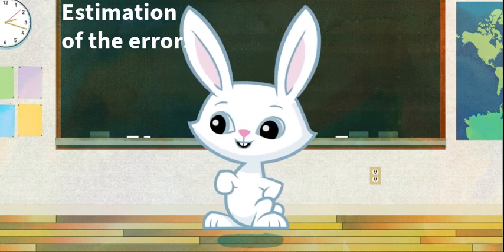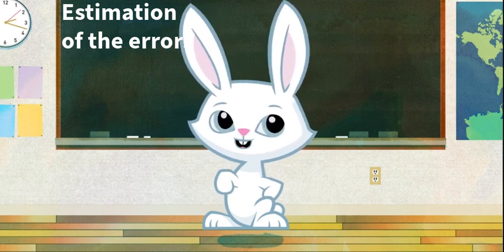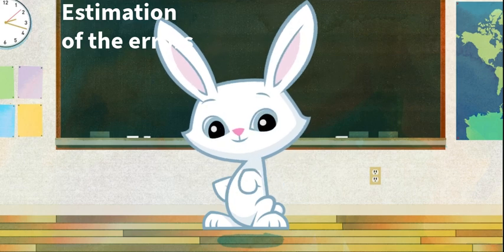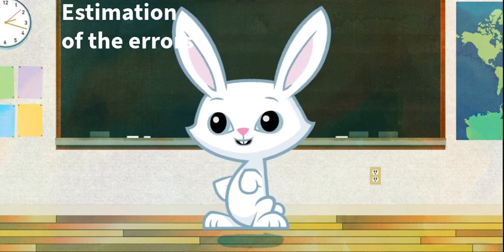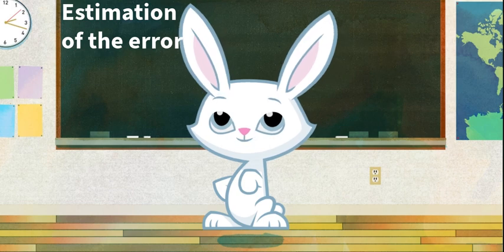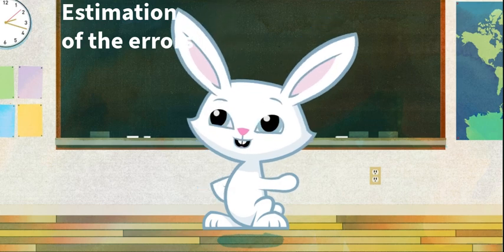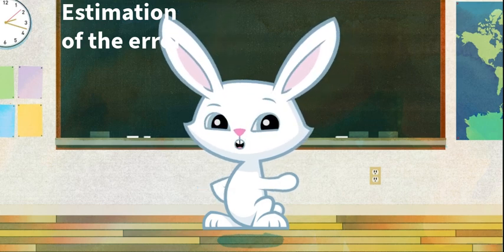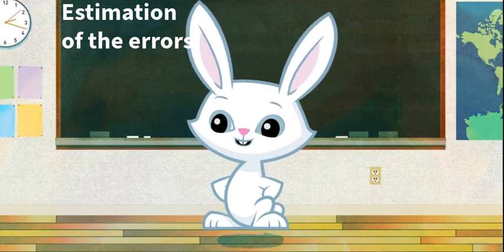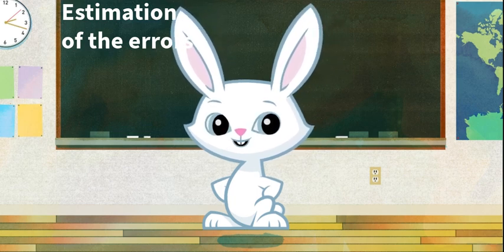Absolute error. This is the difference between a single measurement and the average value. Formula: Absolute error equals the mod sign of measured value minus average value. Average absolute error. This is the average of all the absolute errors. Formula: Average absolute error equals sum of absolute errors divided by number of measurements.